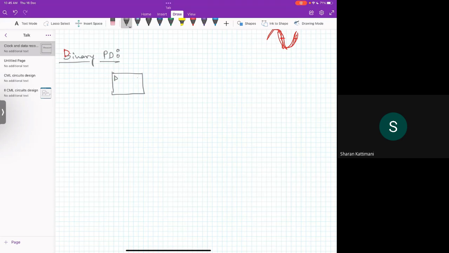So this is D, Q and Q bar. So we apply data here, and in the D we will apply clock.